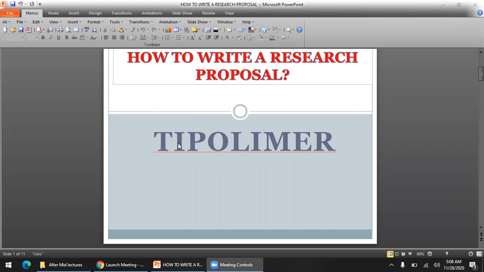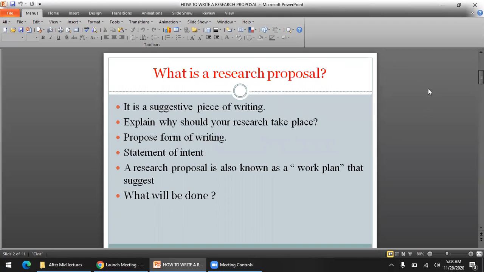In this acronym, T stands for title, I stands for introduction, E stands for problem statement, O stands for objective, LI stands for literature review, ME stands for methodology, and R stands for references. Okay, so I'm going to explain one by one.